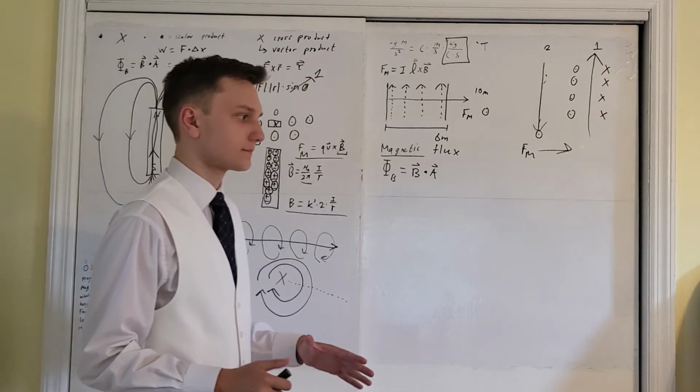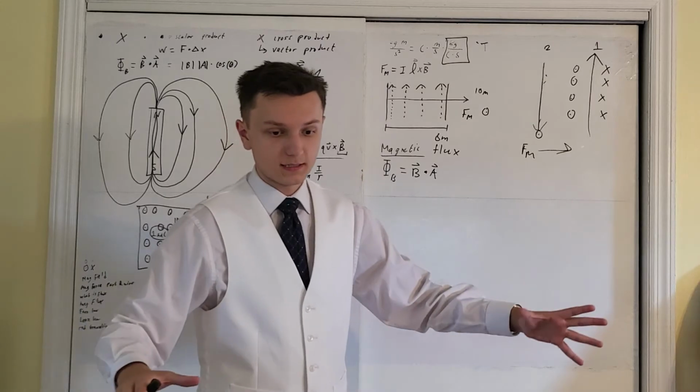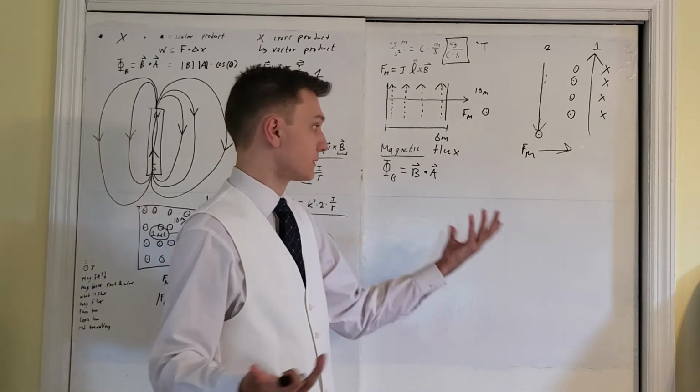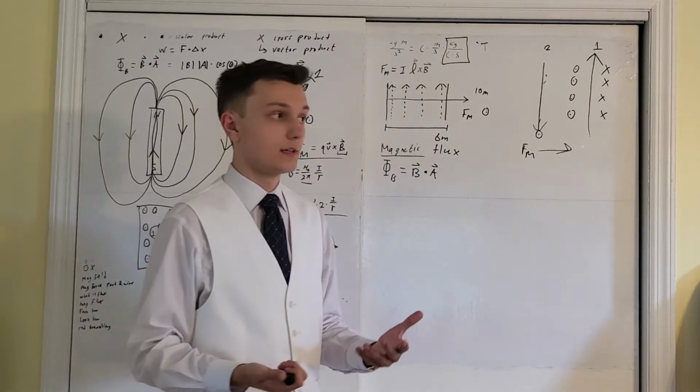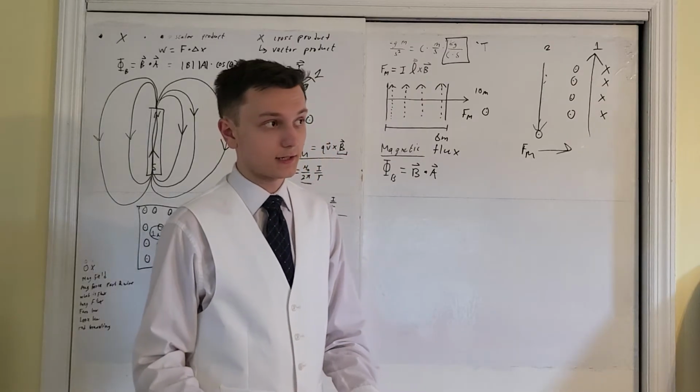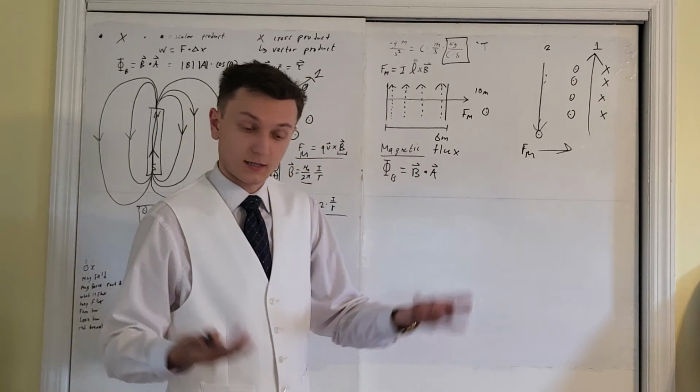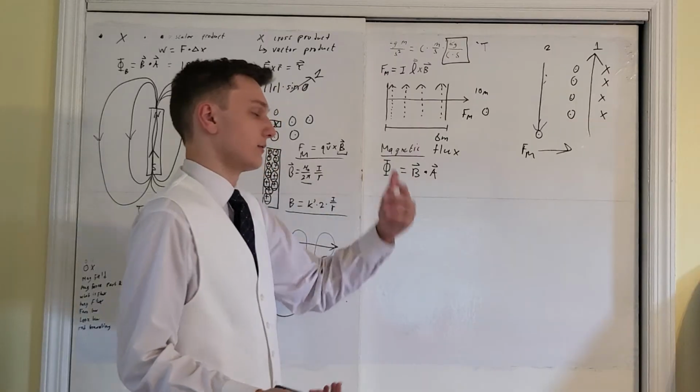Means that if I increase the space, the amount of magnetic field that comes through that space should increase. If I increase the strength of the magnetic field, the amount of magnetic field that comes through a given space should increase, okay?